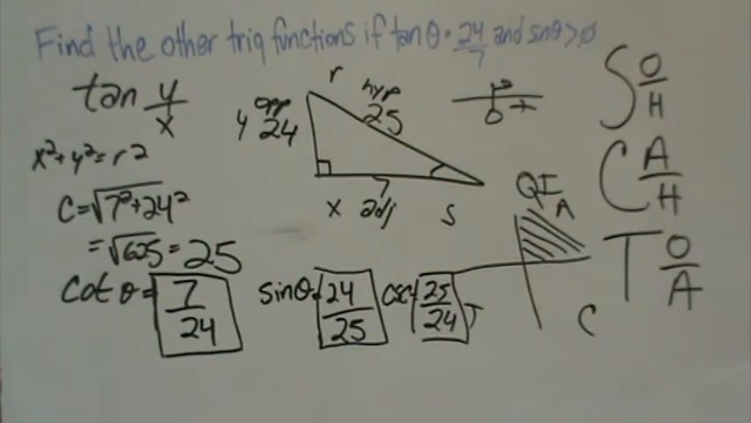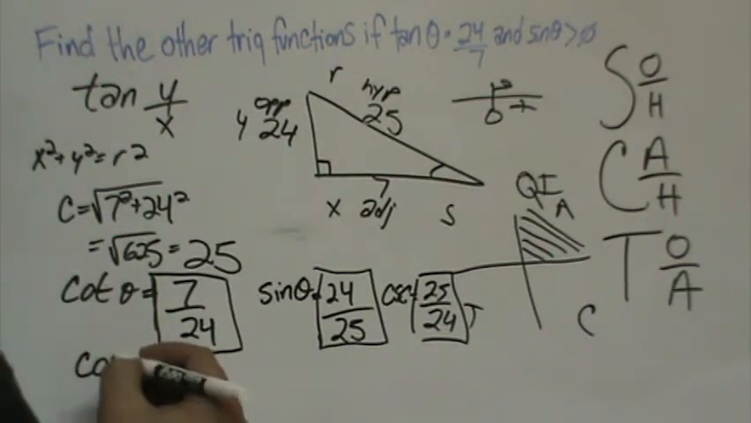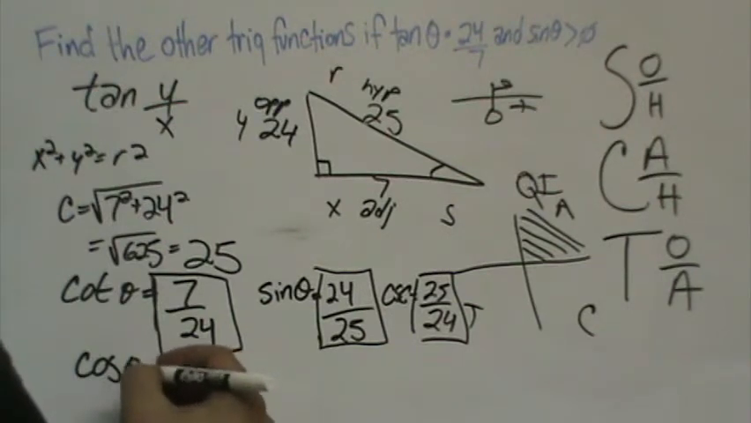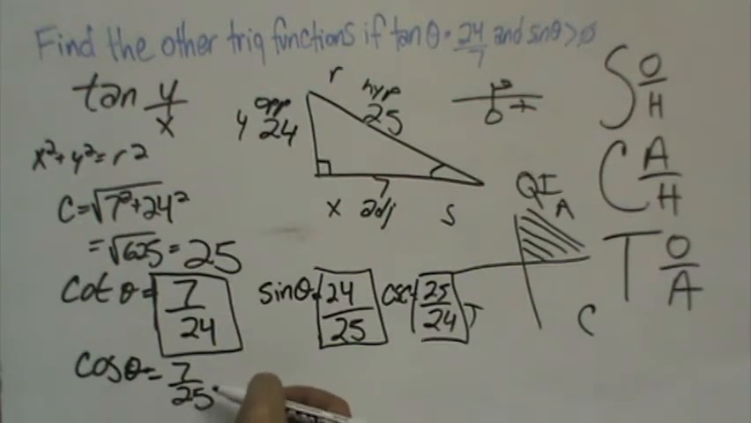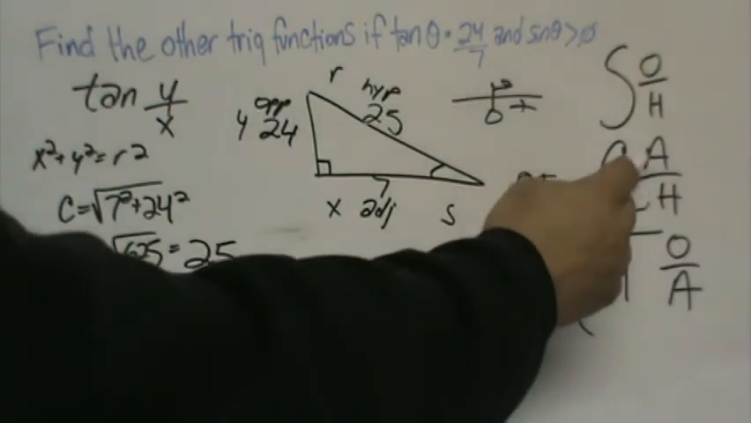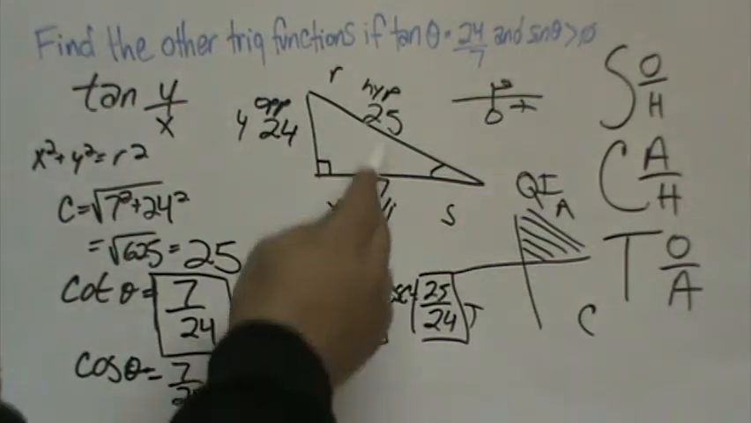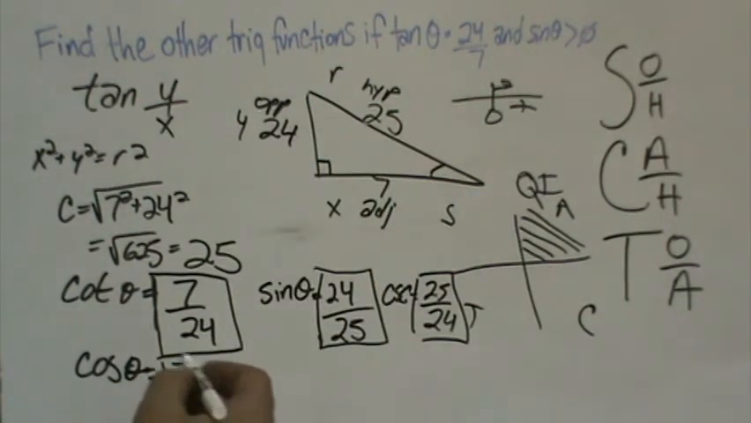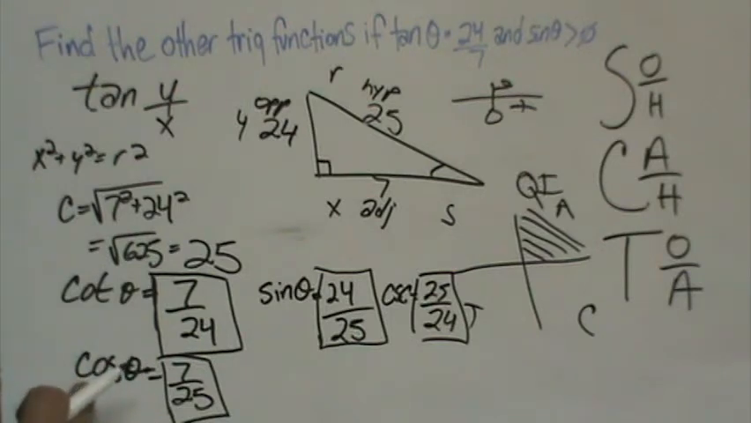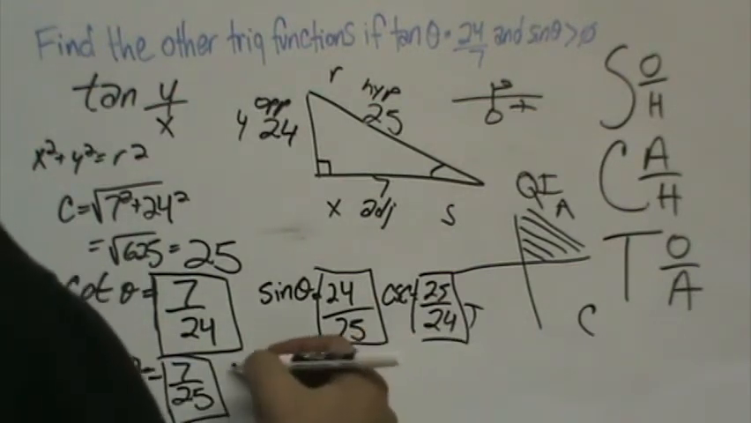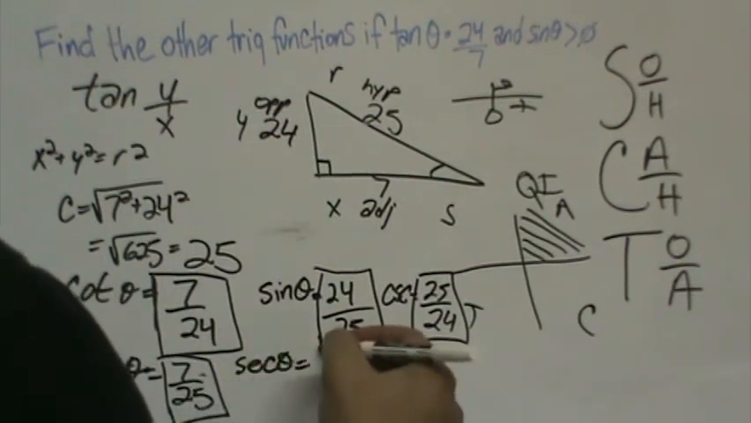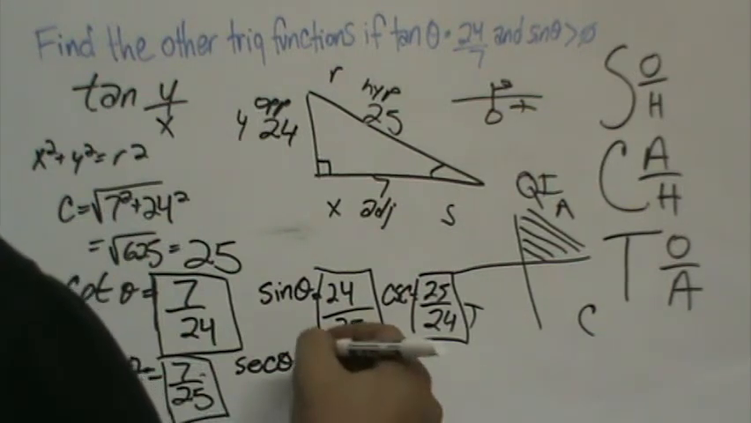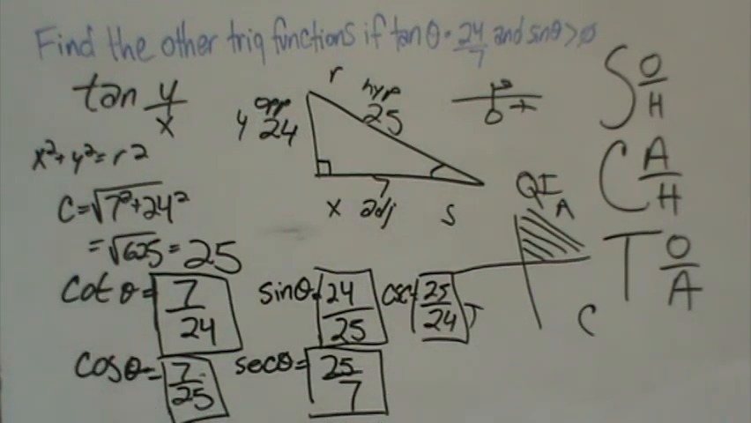Okay, now let's figure out the last two. So we have cosine. Cosine of theta is 7 over 25. How do I find cosine? Remember, CAH: it's adjacent over hypotenuse. So I got adjacent, which is 7, over my hypotenuse, 25. And again, we know that's positive. And then the last one, the reciprocal of cosine: secant theta is just the reciprocal, so it's 25 over 7. And that's the answer.